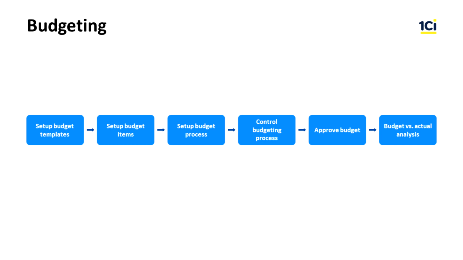Besides all the mentioned above, we'll talk about the budgeting subsystem. We'll see how to set up budget templates, budget items, and budget indicators, which help to recognize turnover and stock balance. We'll learn how to set up the budget process and tools used to control the budgeting process. We'll consider the mechanisms for budget approval and how to generate budget versus actuals reports.